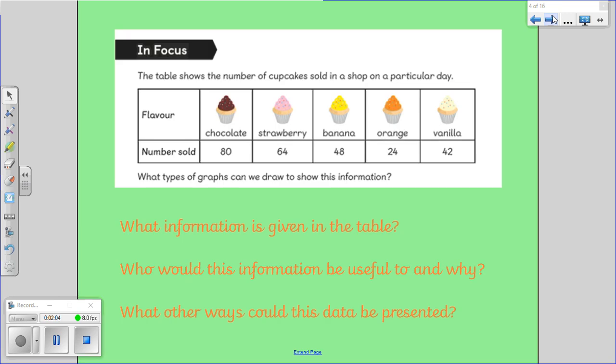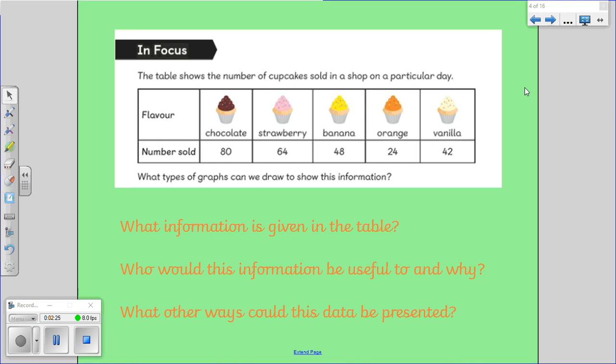So today we are looking at picture graphs and bar graphs. So let's have a look at the in focus task. The table shows the number of cupcakes sold in a shop on a particular day. What types of graphs can we draw to show this information?